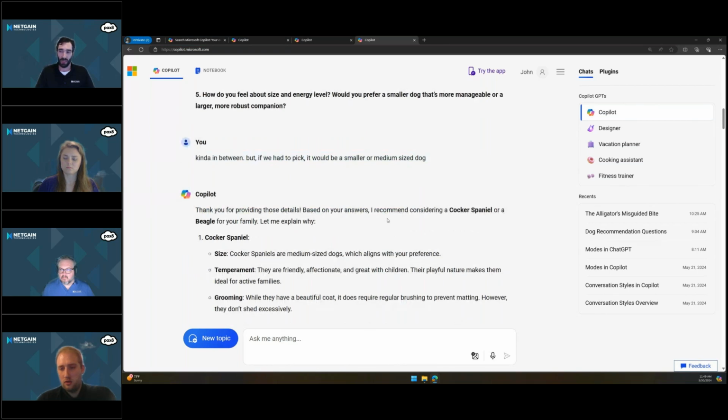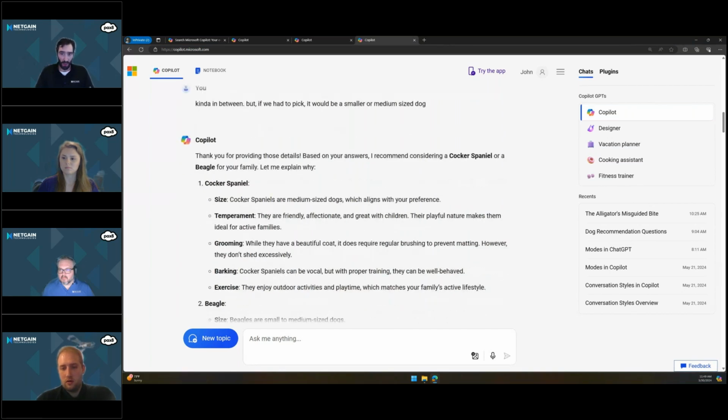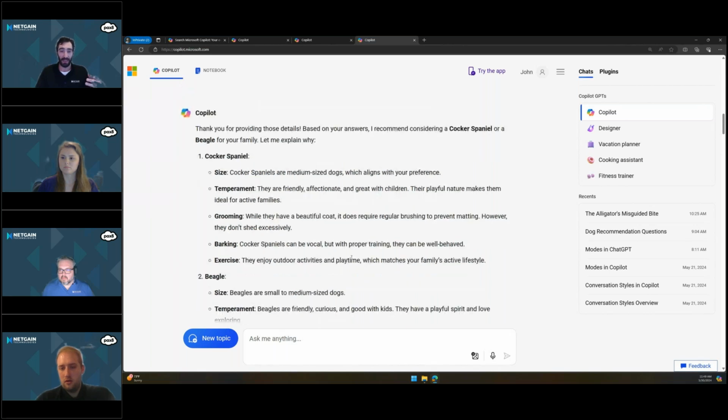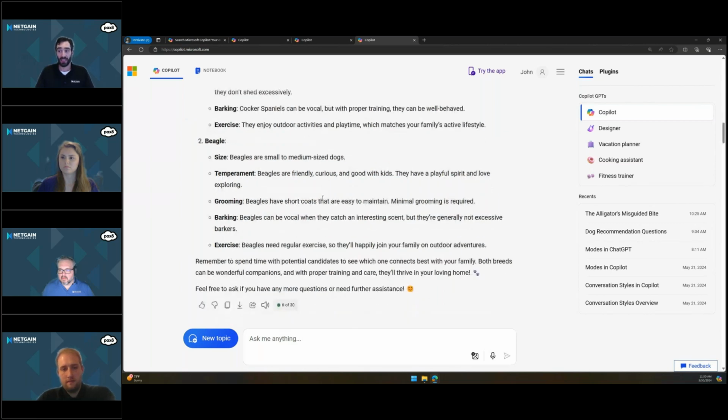All right, so right off the bat, now he's asked his questions and starts providing me some options. He gives me a Cocker Spaniel and then gives me why he's choosing these for me, right? The size of them, the temperament, the grooming needs, barking, exercise. He's trying to find the right dog that fits the questions that he asked. A beagle. So these are the two he gave me.